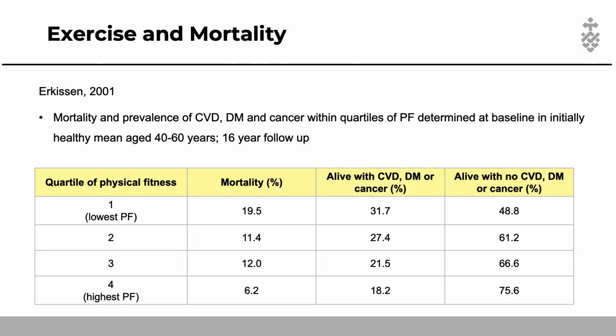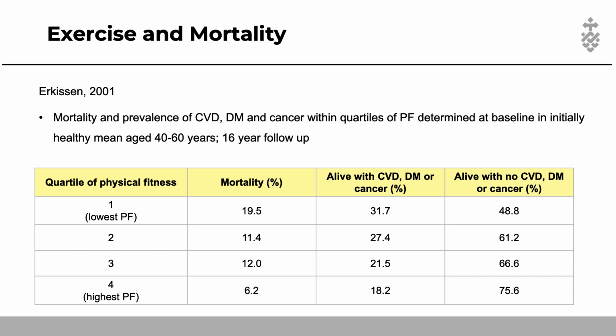Now, having a look at exercise and mortality. So mortality means death. We're looking at exercise, mortality, and the incidence of chronic disease here. How does our level of cardiorespiratory fitness affect our chance of all-cause mortality or our chance of developing a chronic disease? Now, in a long-term study of over 2,000 participants who were all initially healthy and aged between 40 to 60 years, the researchers documented their baseline level of fitness and grouped them into 4 groups. So group 1 being the lowest fitness and group 4 being those with the highest fitness.